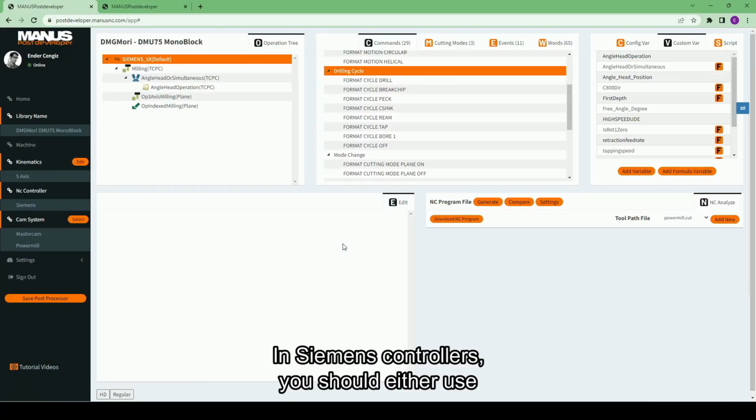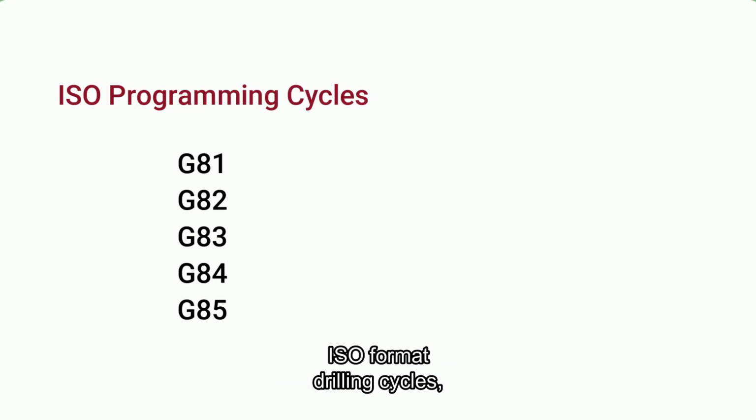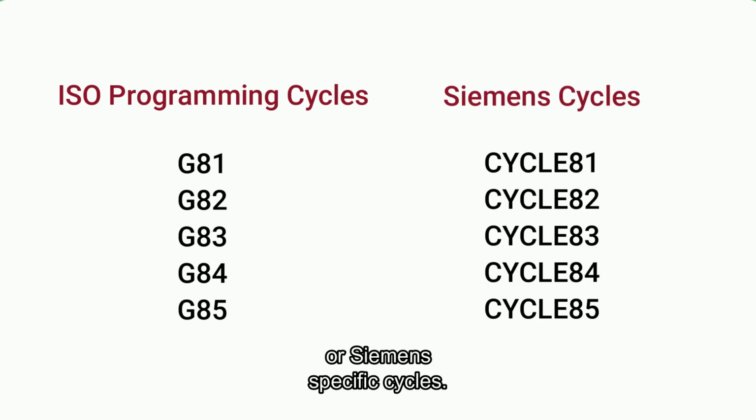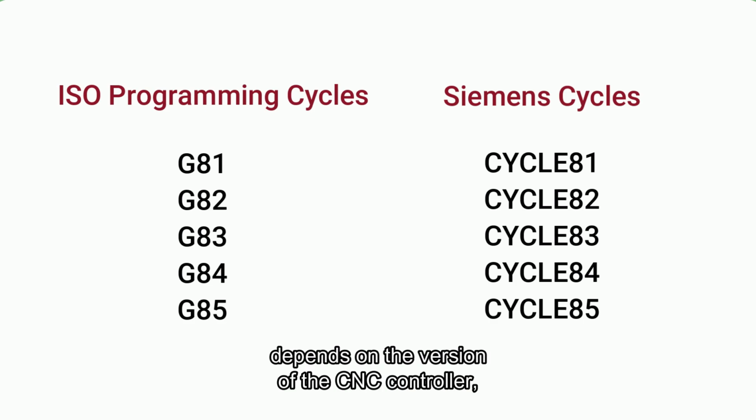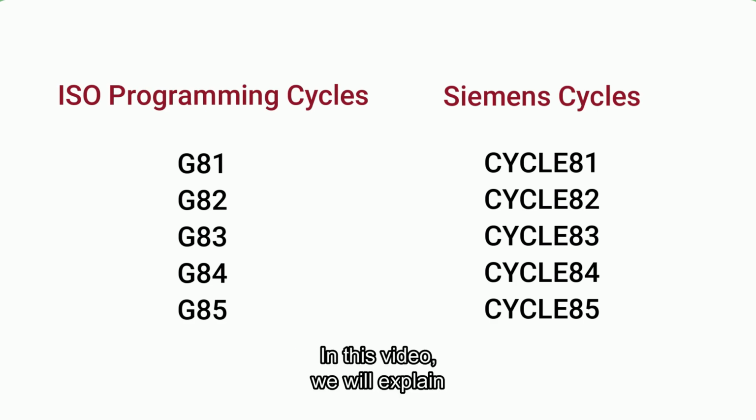In Siemens controllers, you should either use ISO format drilling cycles or Siemens specific cycles. Which one you should use on your CNC depends on the version of the CNC controller and the CNC machine builder settings. However, you should know that we use Siemens specific cycles in most of the newer Siemens controllers. In this video, we will explain how to use Siemens specific drilling cycles.